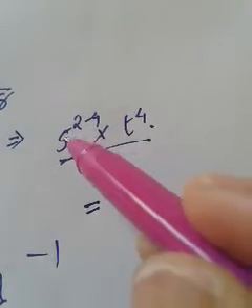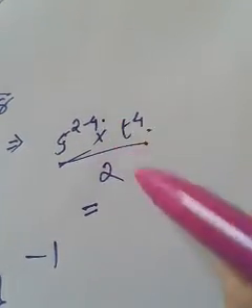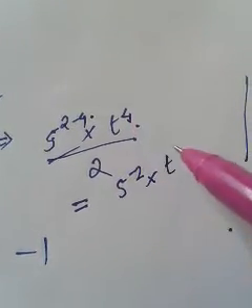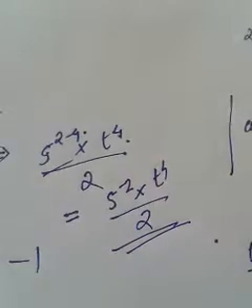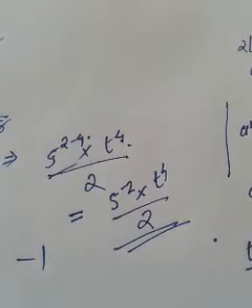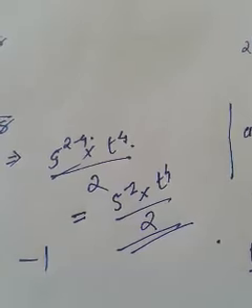So it becomes, what is 5 raised to 2 minus 4? 2 minus 4 is minus 2, so 5 raised to minus 2 into t raised to 4 divided by 2. We can conclude here: 5 raised to minus 2 into t raised to 4 divided by 2. Moving to the next question.